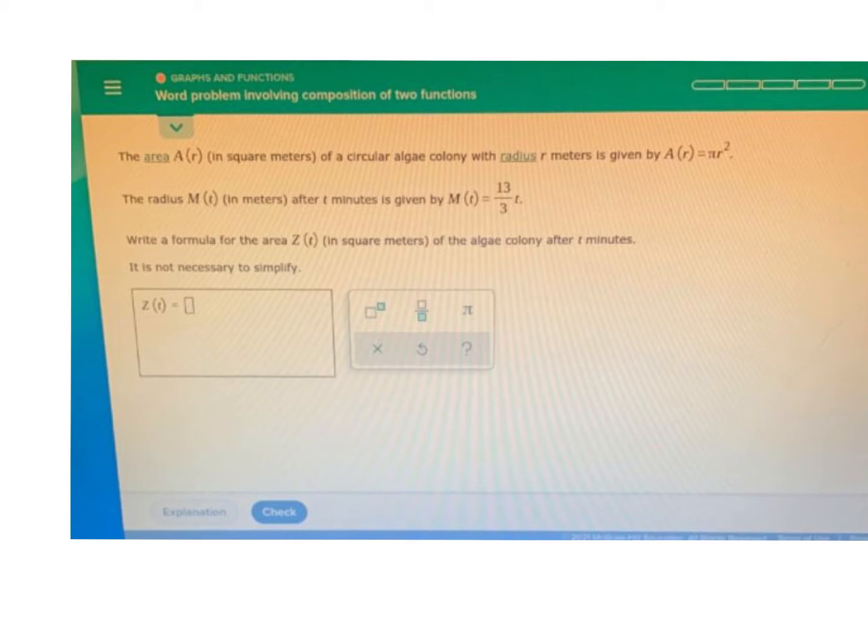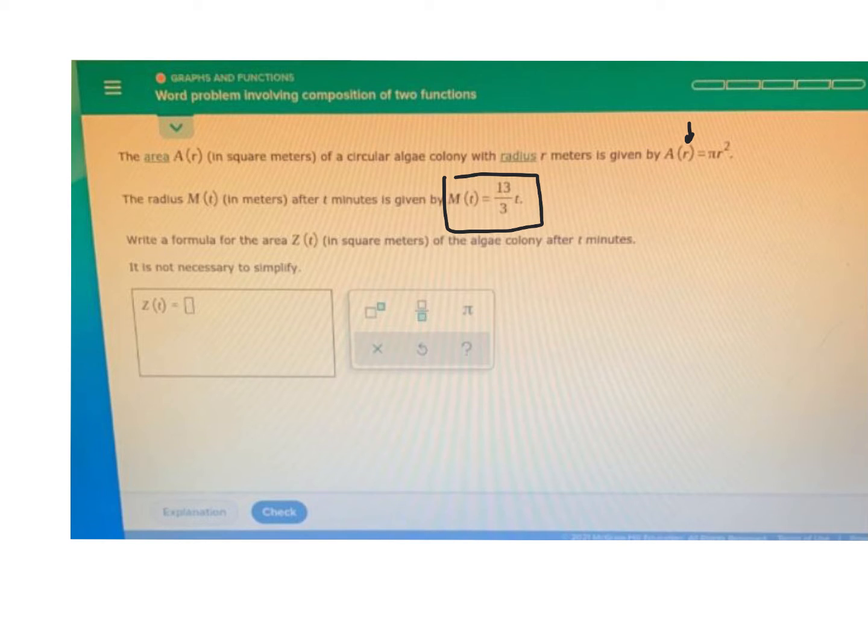All right, so let's look at this composition word problem. We have this area formula that's in terms of the radius, and then we know the radius is given by this function, m of t equals 13/3 over t. As time changes, the radius is going to change, and as that radius changes, of course, it's going to change how big of an area the circle has.